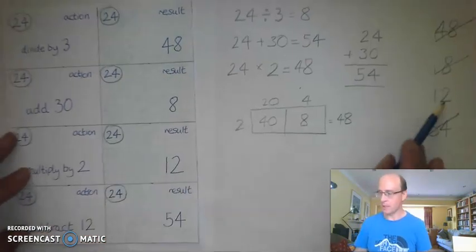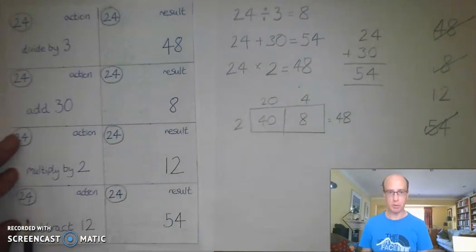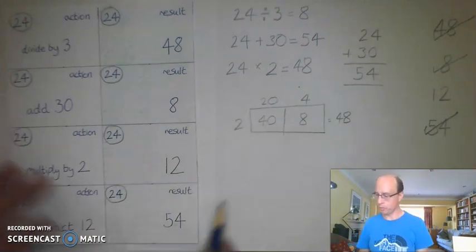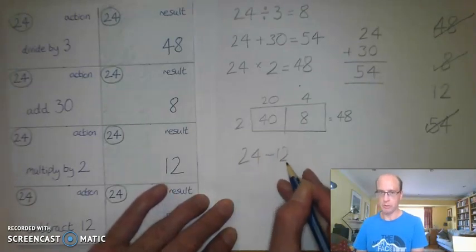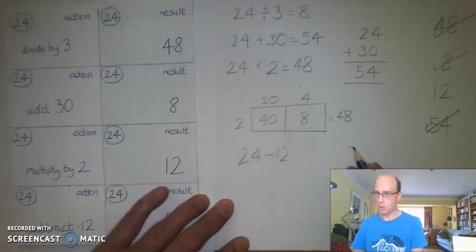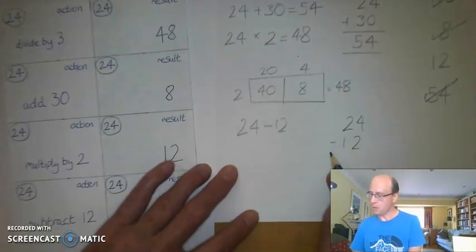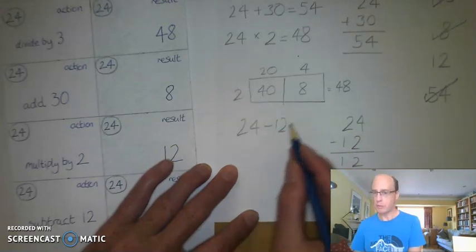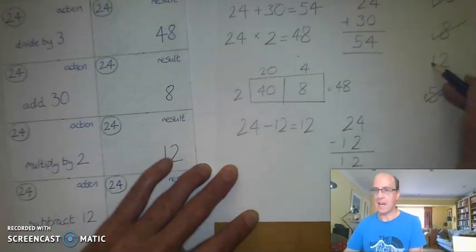Final card. Well, I'm hoping that the answer is going to be 12. Let's see whether it's right. Starting with my number of 24, I'm going to subtract 12. So 24, I'm going to subtract 12. What's that going to be? Let's do some column subtraction. So we've got 24. I'm going to shift this up a little bit. I'm going to take away 12. 4 take away 2 is 2. 2 take away 1 is 1. So 24 take away 12 is equal to 12, and that's my last number.